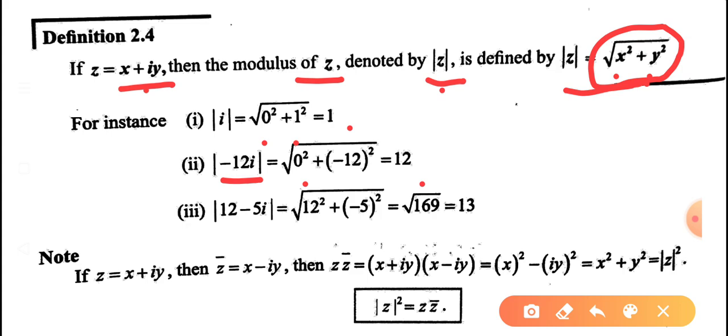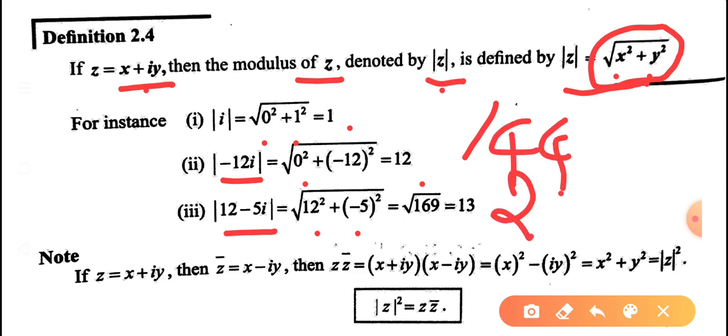And third one, 12 minus 5i. We are going to compute the modulus. Here the real part is 12, so 12 square. Y, that is the imaginary part, is minus 5, so minus 5 the whole square. 12 square is 144 and 5 square is 25. So the answer is the square root of 169, and the square root value is 13. Do you understand the modulus of z?